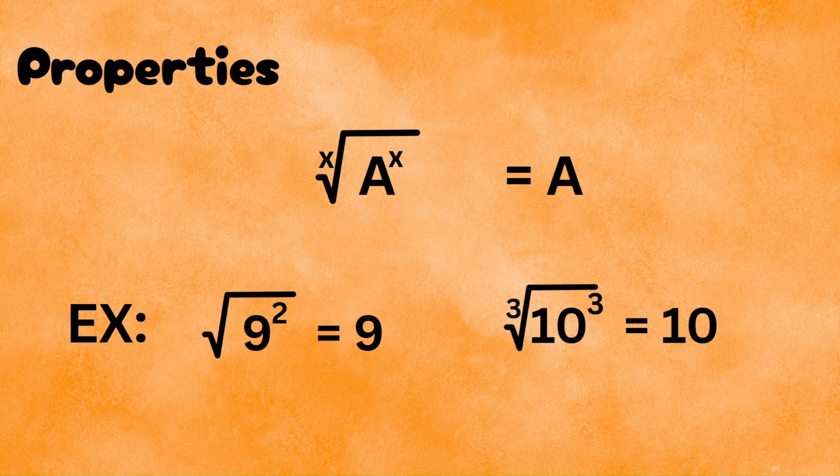Next, we have the x root of a to the power of x equals a. So if you have the square root of 9 to the second power, that will equal 9, because once again, the index and the exponent cancel out. If you have the cubed root of 10 to the third, it will equal 10, because the index and the exponent cancel out.